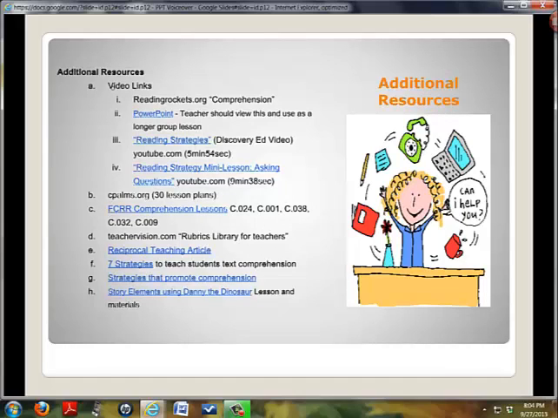There are several additional resources that can help you. There's readingrockets.org, reading strategies found on Discovery Ed, comprehension lessons, reciprocal teaching articles, and story elements using Danny and the Dinosaur.